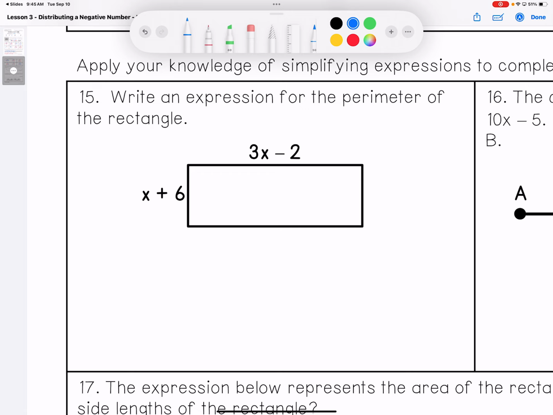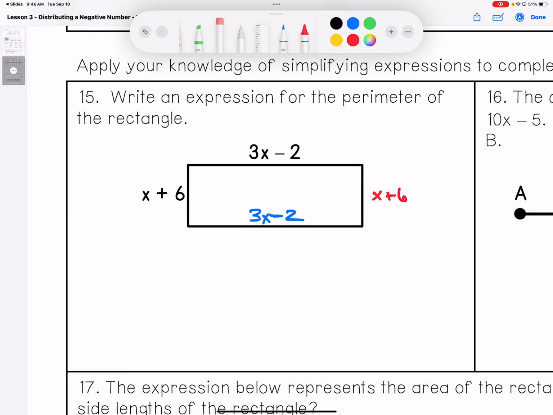Number 15, write an expression for the perimeter of the rectangle. We're adding because it's the perimeter, so it's 3x minus 2 down here. And then over here, it's x plus 6. Now, it said to write an expression for the perimeter. So here's one way. You could add them all up like this: 3x minus 2, plus 3x minus 2, plus x plus 6, plus x plus 6. That's one way to do it. But we're not doing it that way today because there's another way.